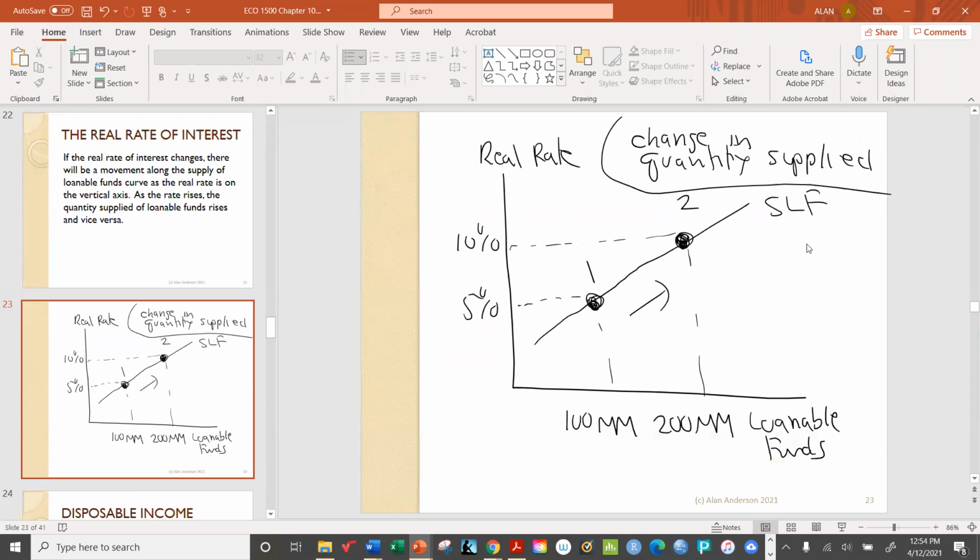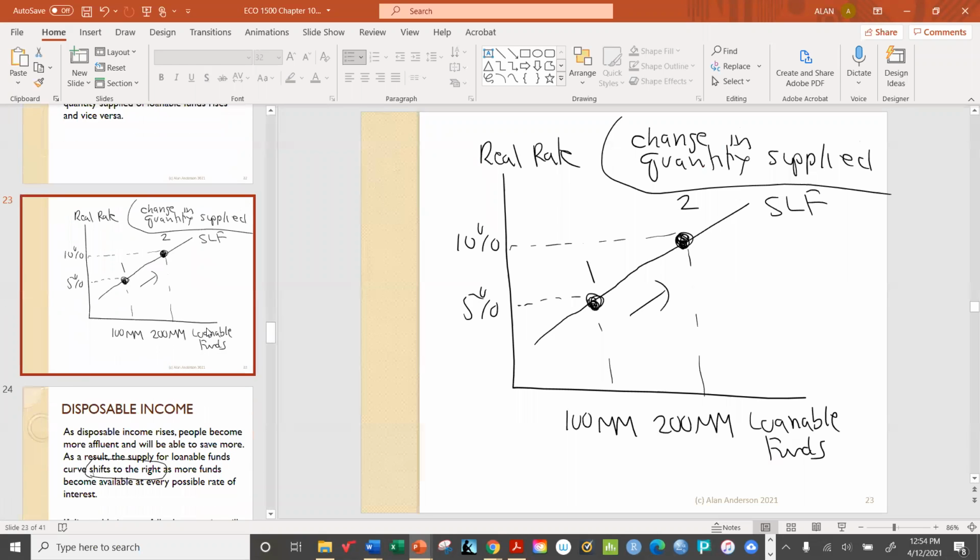Oh, and here it is. All right, well, this is an example where we do move up and down the same supply curve. When the real rate was 5%, let's say that loanable funds made available to the market were worth $100 million. When the real rate went up to 10%, that went up to 200 million, because now it's more worth our while to save money and make loanable funds available to the market. We call this a change in quantity supplied, of course. But what if some outside factor changes? What happens then?